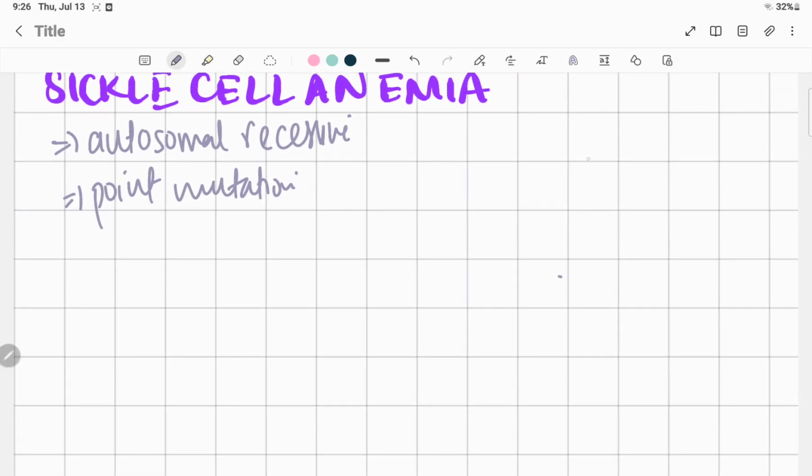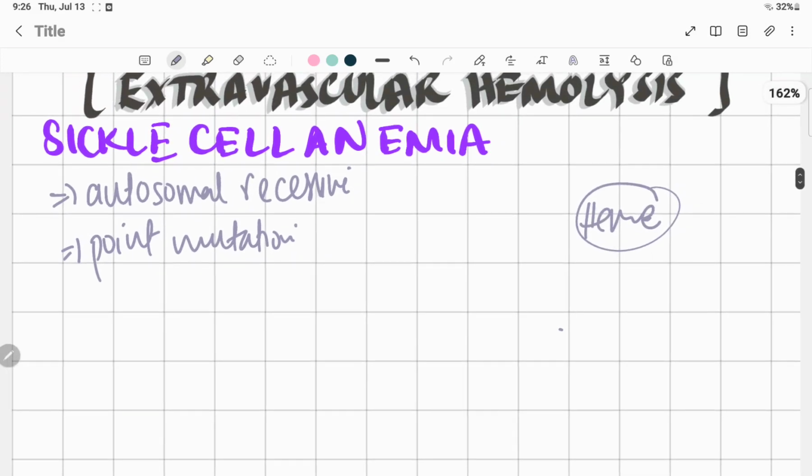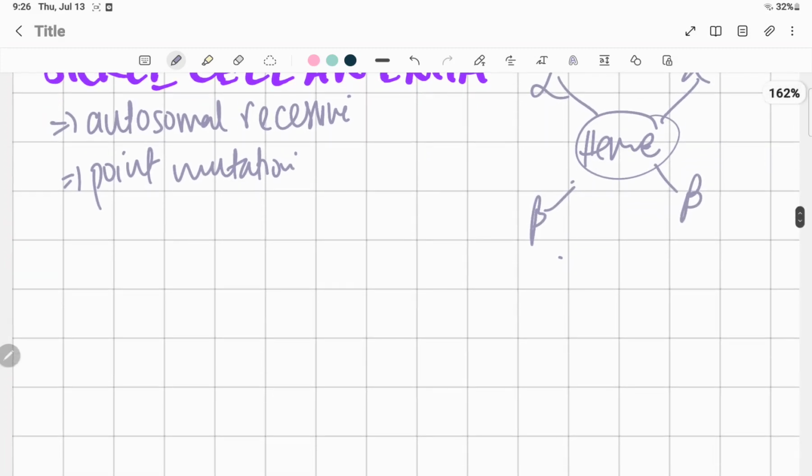When we talk about hemoglobin, we have heme, and then we have alpha and beta, right? And the problem in sickle cell anemia lies within the beta, not the alpha. Alpha was with thalassemia. There is no sickle cell anemia in which we have an alpha problem. We have a beta problem in sickle cell anemia.